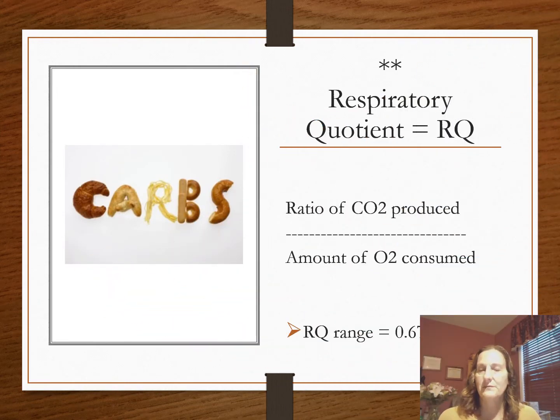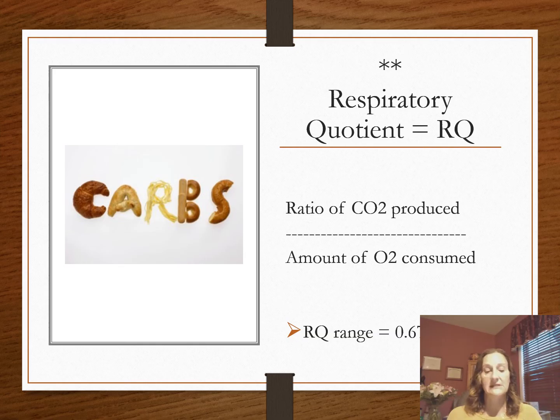Pulmonary function is tricky in that we have to look at components of the respiratory quotient, so RQ. It's a very simple math calculation, so don't let it intimidate you. The respiratory quotient is the ratio of carbon dioxide produced over the amount of oxygen consumed. This is important, especially when it comes to carbohydrate consumption in patients with pulmonary disease. The RQ range is from 0.67 to 1.3.